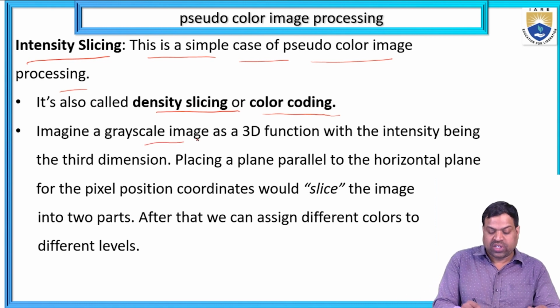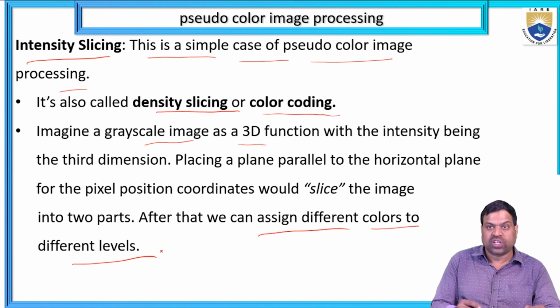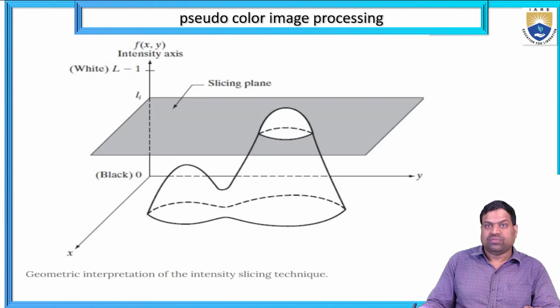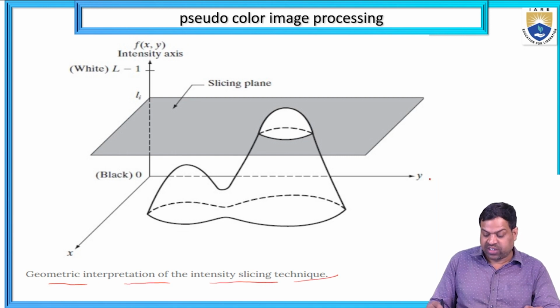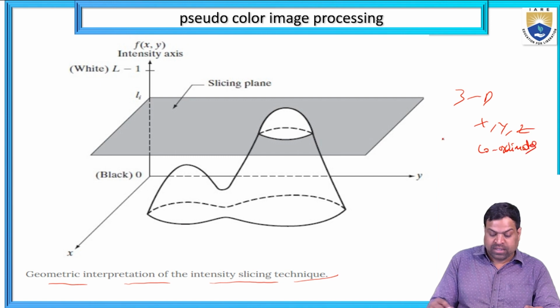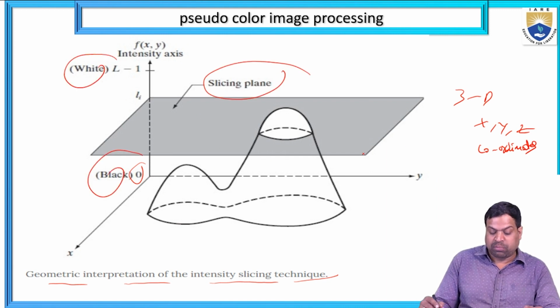So the grayscale image is a 3D function with the intensity being the third dimension. Place a plane parallel to the horizontal plane of the pixel position coordinates, and it would slice the image into two parts. After that, we can assign different colors to the different levels. So it is an example of the geometric interpretation of the intensity slicing technique. So we are taking it as 3D x, y, z coordinates. In the x coordinate, I am taking 0, white, black, and the slicing plane.